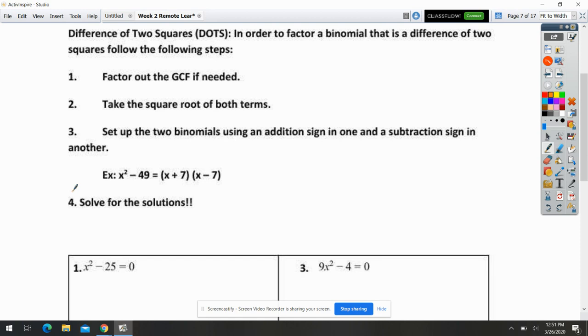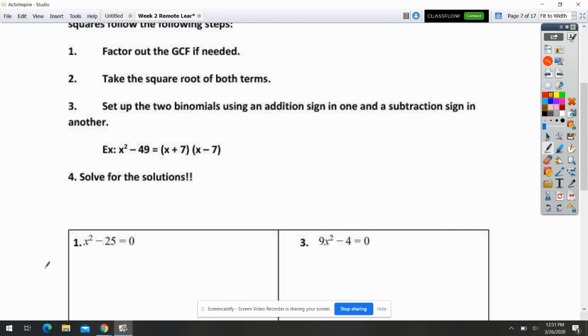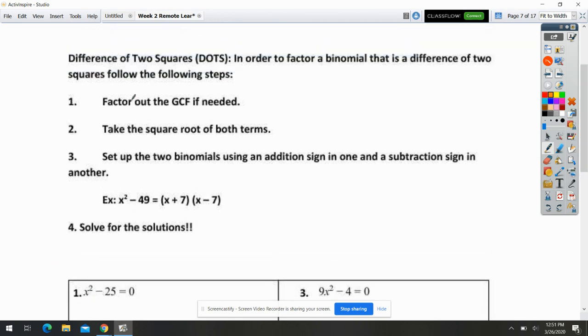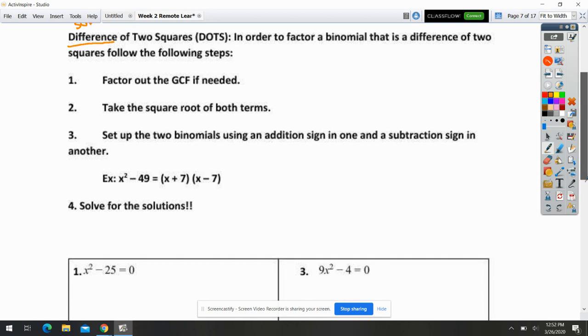So factor out the GCF if needed. So if you notice, this is called the difference of two squares because this method only applies to when there's subtraction, okay, in a binomial. So difference means subtraction, right? So if there's an addition sign, you cannot use this method. So that's the first step.